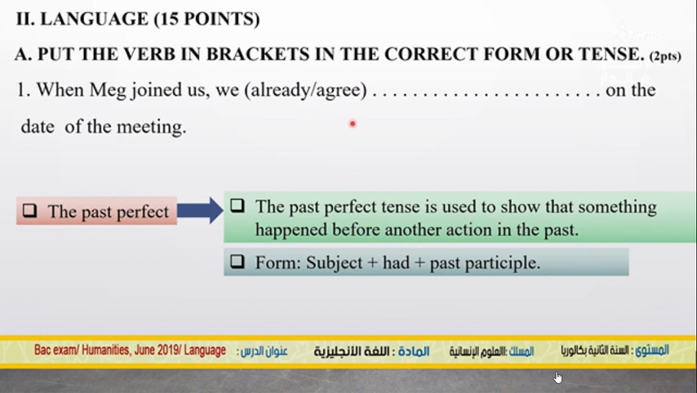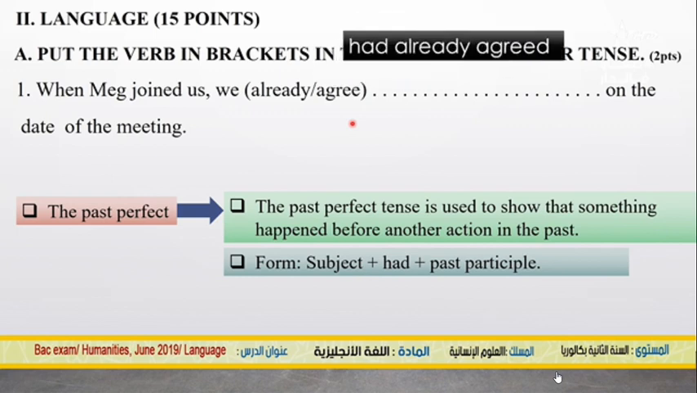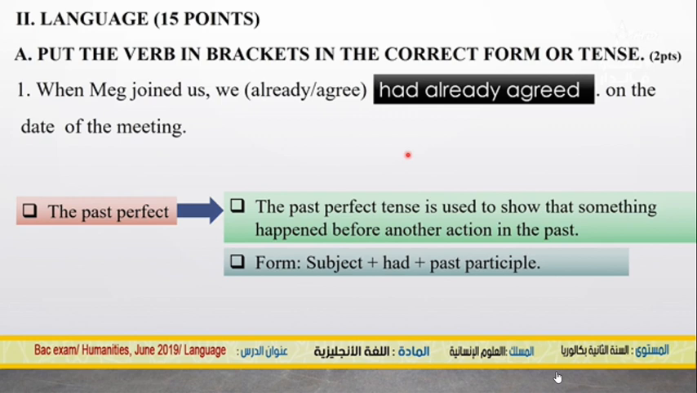So it's this. When Meg joined us, we had already agreed on the date of the meeting. Okay, it means that this, as I said before, this event happened before this one. And we know this by already. So already is our time indicator here. And it helps me to know which tense I should be using. Now, we are done with exercise A.